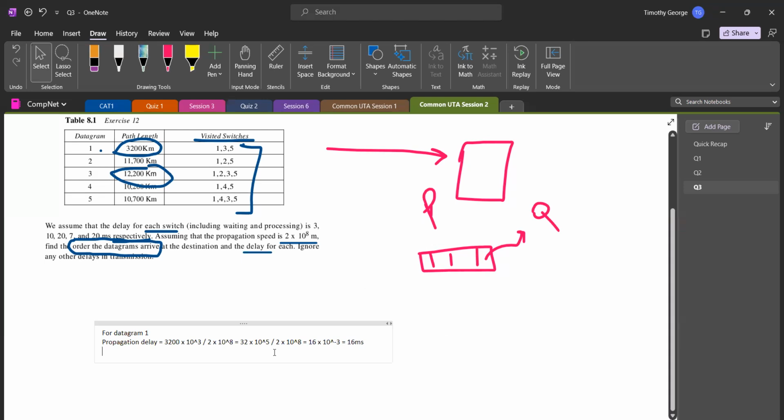Now how much are the switch delays? What are the switch delays? We have switches 1, 3, and 5. Switch 1 has 3. So let's write 3 plus the third switch, which is 20, plus 5, which is 20. That's 43 milliseconds. That's it. Now the total delay is equal to 16 plus 43, which is 59 milliseconds.